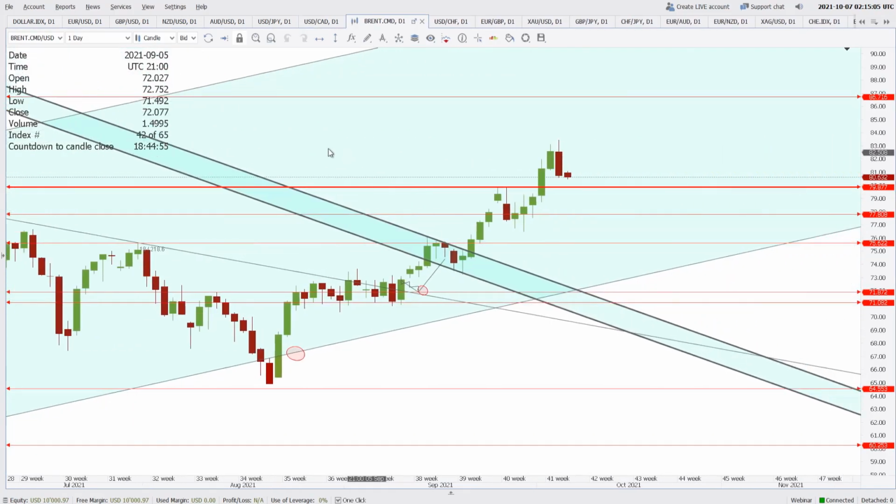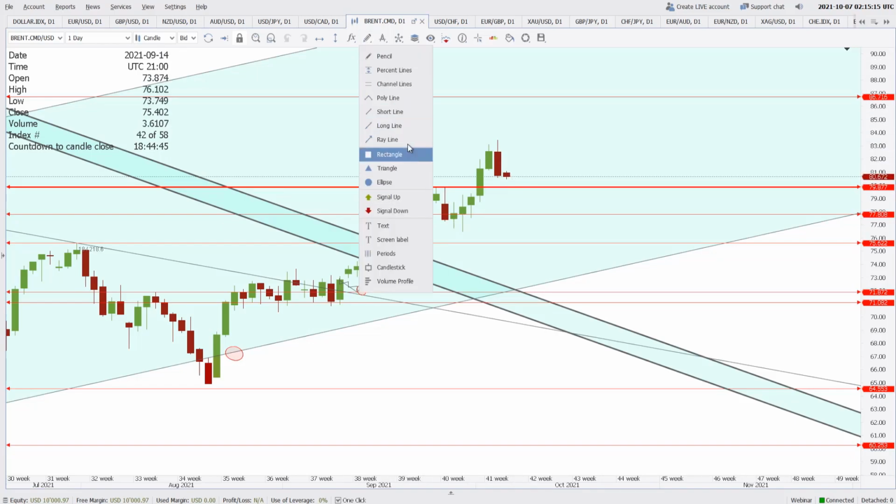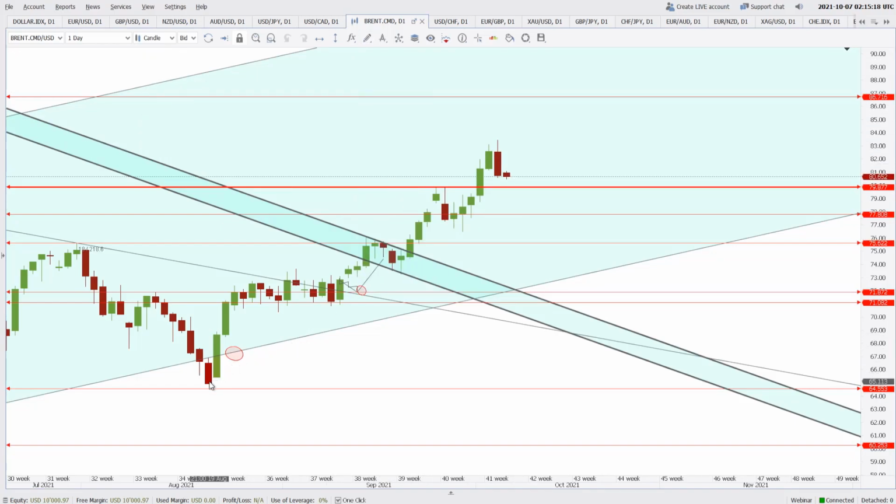Talking about Brent, after giving a close higher than 79.87, the price has not tested this level yet. So when this level is tested again this time, expect it to act as a good support.